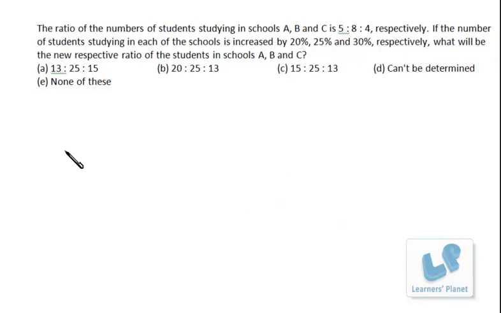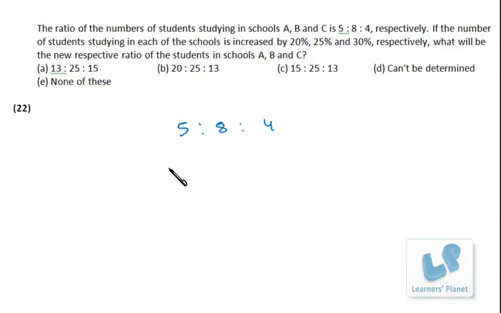Now a problem from ratio and proportion. The ratio of the numbers of students studying in class A, B and C is 5:8:4. If the number of students studying in each class of the school is increased by 20, 25 and 30% respectively, what will be the new respective ratio? So that means every data is being increased by respectively 20%, 25% and 30%.